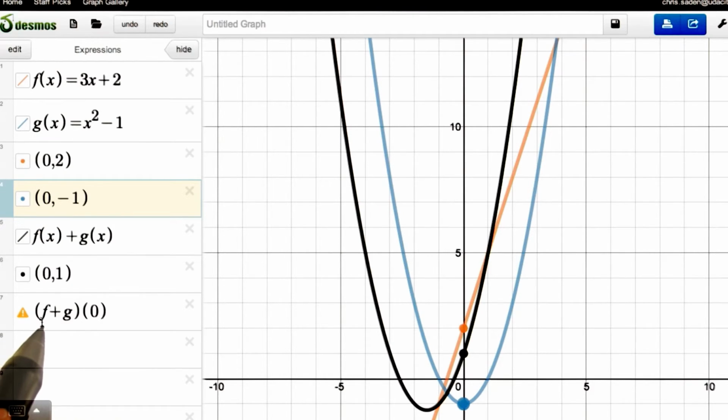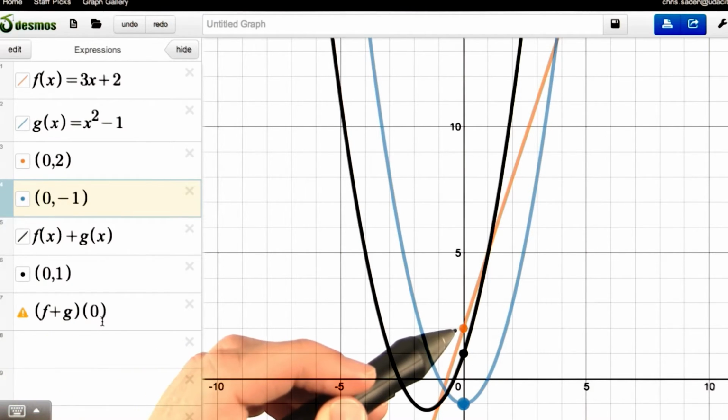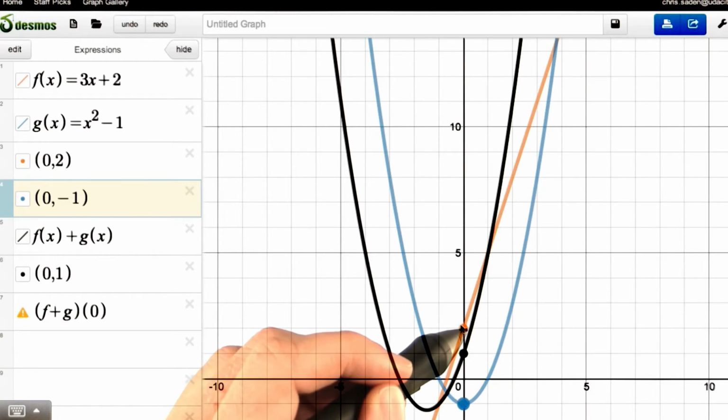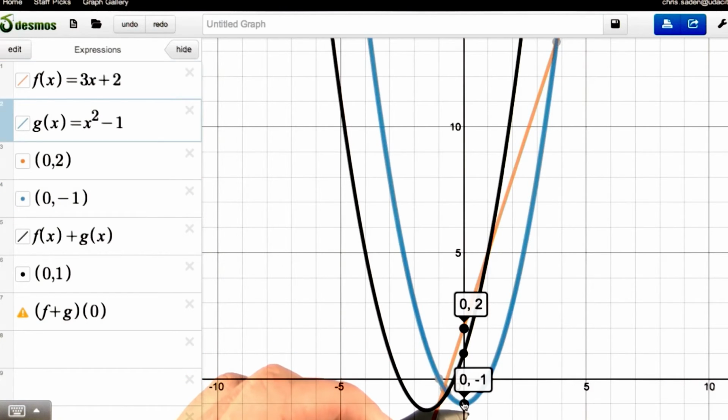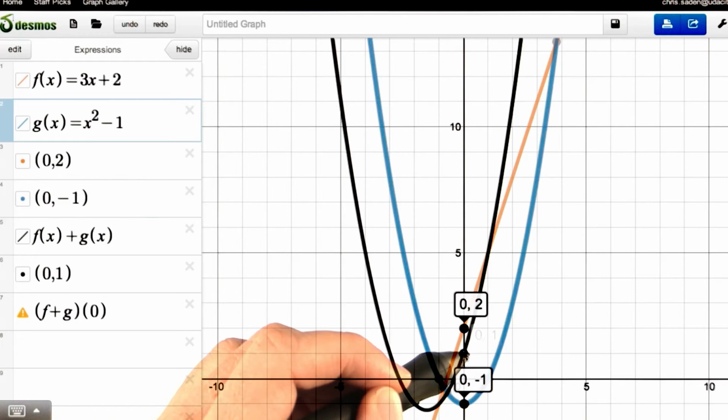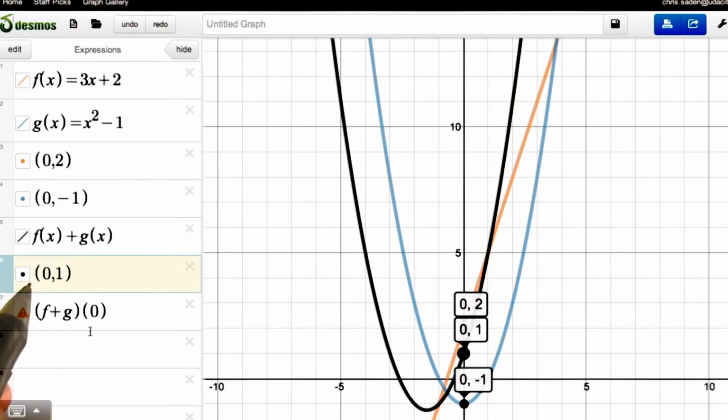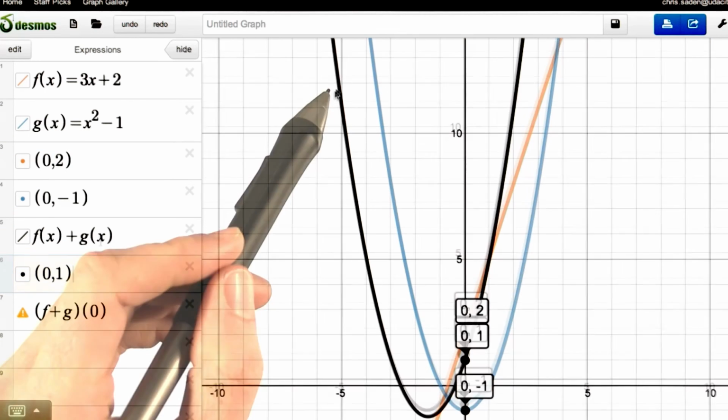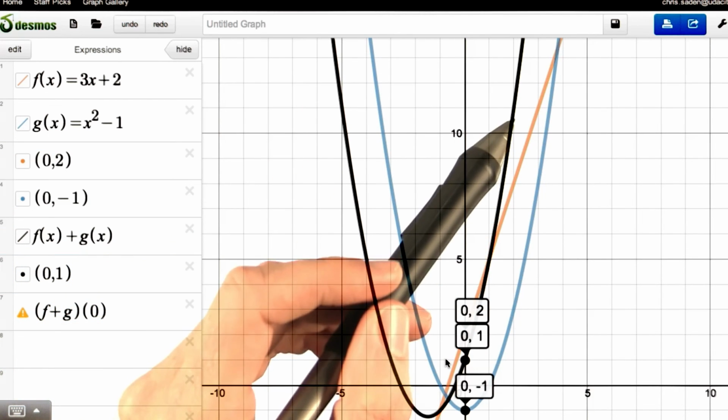So if we want to find f plus g of 0, we simply add these two outputs together, an output of 2 and an output of negative 1, to get an output of positive 1. That's where we get this point from. And notice that this is actually represented for all values of x. Any input that we plug in here and here, we have their sum. This is another way we can think about the function using a graph.